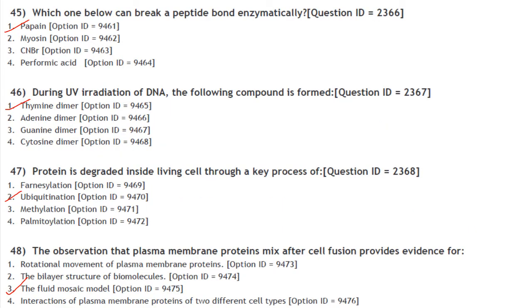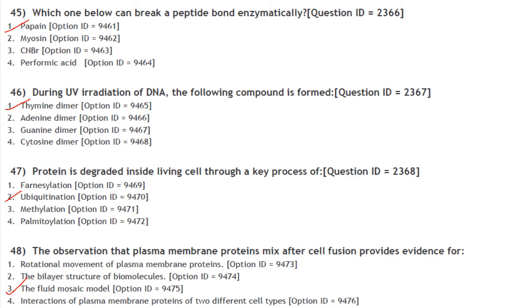Then which one below can break a peptide bond enzymatically? So it is papain. Answer is option 1. During UV irradiation of DNA, the following compound is formed. It is thymine dimer. Answer is option 1. Protein is degraded inside living cell through a key process of ubiquitination. Answer is option 2. The observation that plasma membrane proteins mix after cell fusion provides evidence for the fluid mosaic model of the plasma membrane.